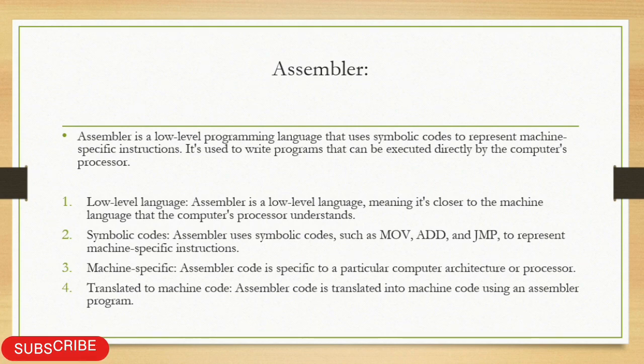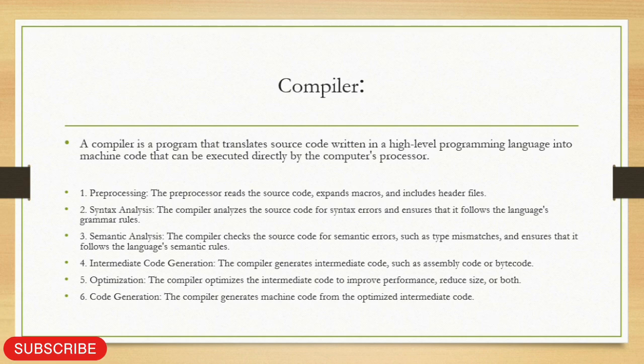Now let's move forward. We will discuss what a compiler is. Compiler is a program that translates source code written in a high level programming language into machine code that can be executed directly by the computer's processor. Here we are going to discuss pre-processing, syntax analysis, semantic analysis, intermediate code generation, optimization and code generation. First of all, the preprocessor reads the source code, expands macros and includes header files.